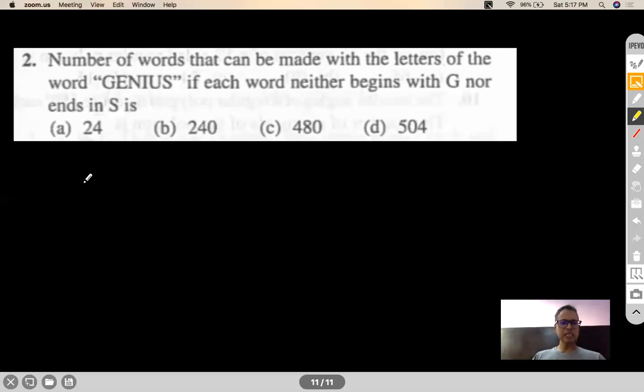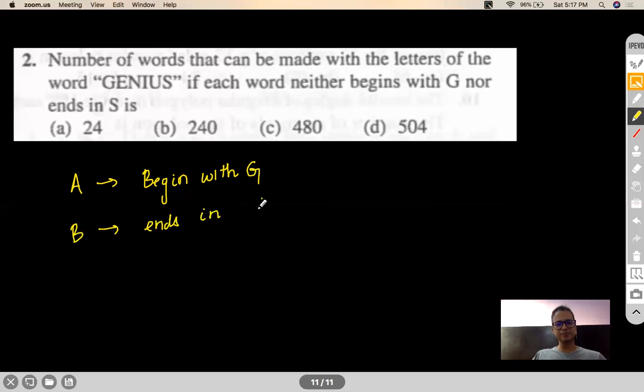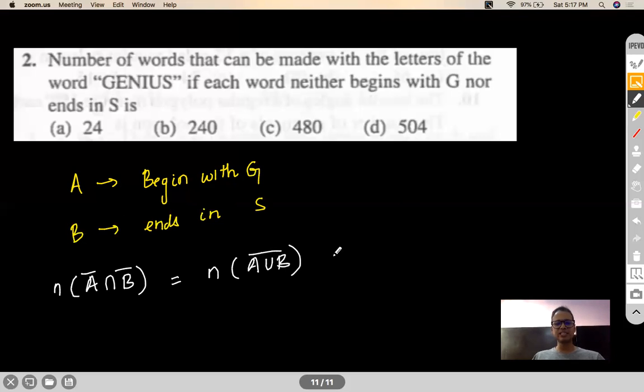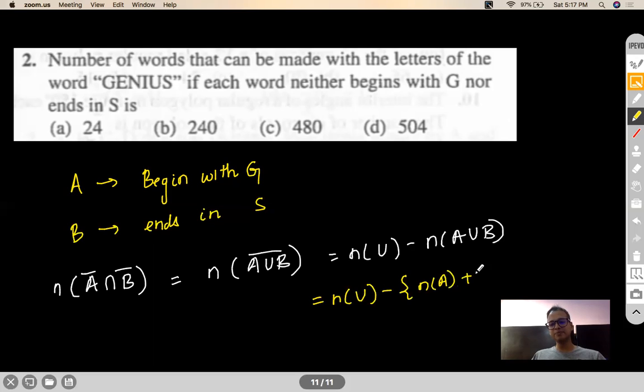Okay, now see. First of all, let's say A be the number of words that begin with G, same approach. B is the number of words that end in S. Now what are we looking for? A complement and B complement. Don't want it to begin with G, and don't want it to end with S. Correct? From the very same formula that we had used, De Morgan's law, we can write it like this, which is NU minus N(A union B), which is nothing but NU minus NA minus NB plus N(A intersection B). Correct?